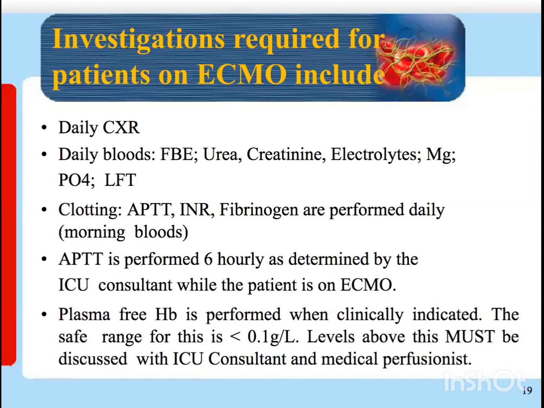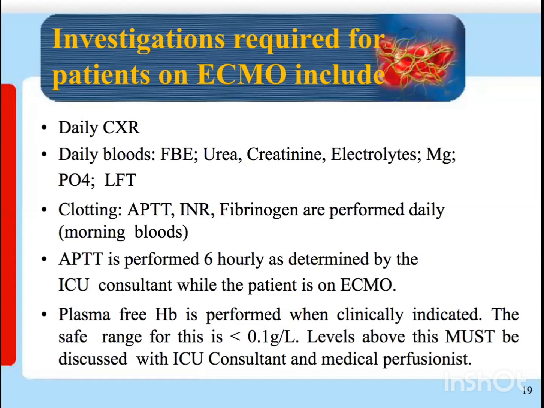APTT in the first 1 or 2 days should be done at least 6 hourly, 3 to 4 times a day. But we are not doing APTT more than once a day, and we resort to maintaining platelet counts and PT-INR in 1.5 to 2.5 times the normal range, and also try to maintain a platelet count above 80,000 all the time. Also remember the plasma-free hemoglobin is a very important indicator of hemolysis.